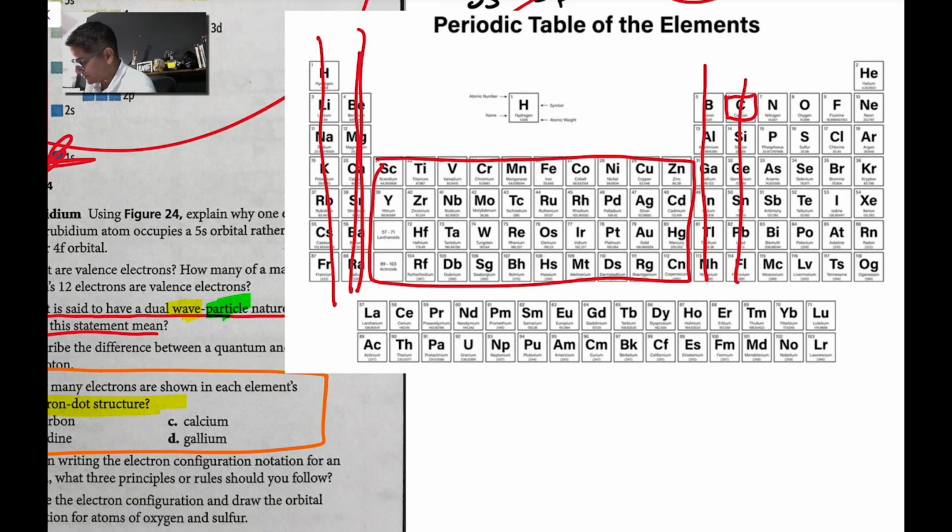So carbon has 4 valence electrons. And the way that we show an electron dot structure is we draw the electrons, signified by a dot, around the periphery of the element, okay? And so you can do it clockwise. So you have 1 electron, 2, 3, and 4. And that's the electron dot structure for carbon. So it has 4 valence electrons.